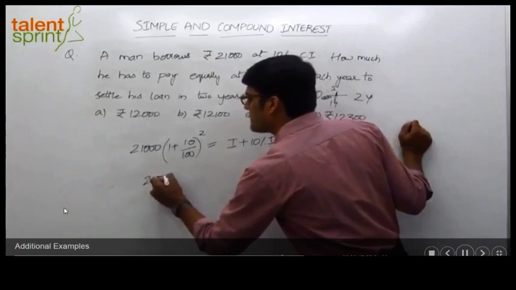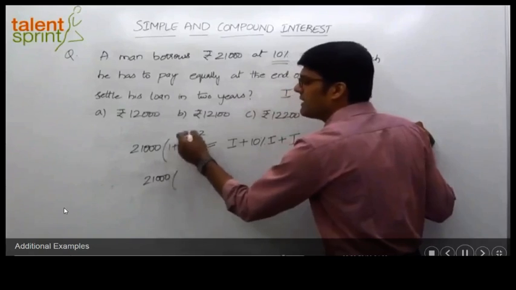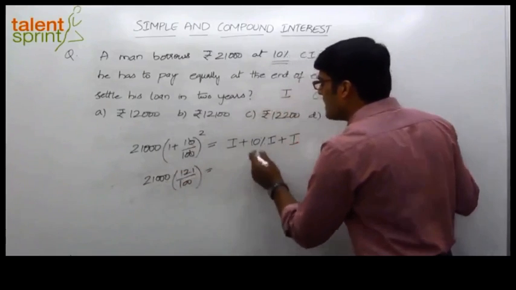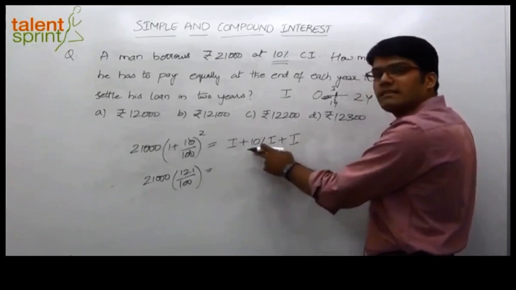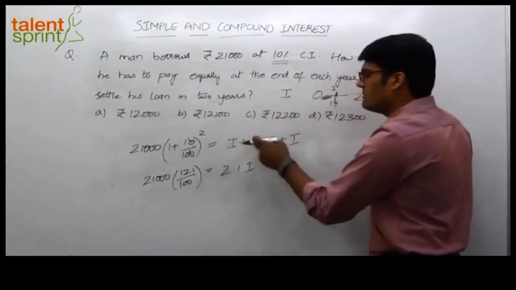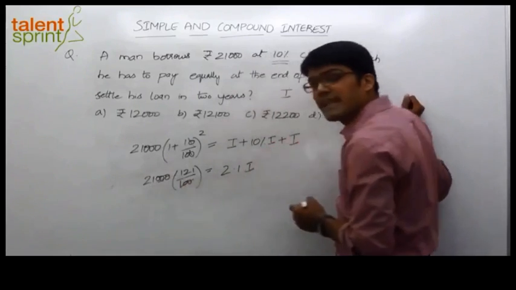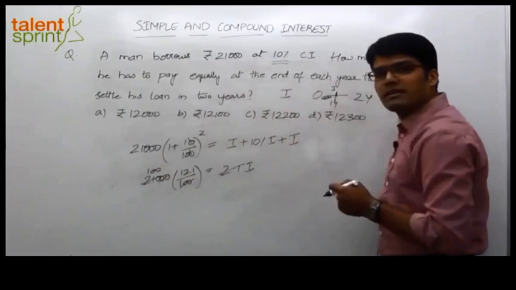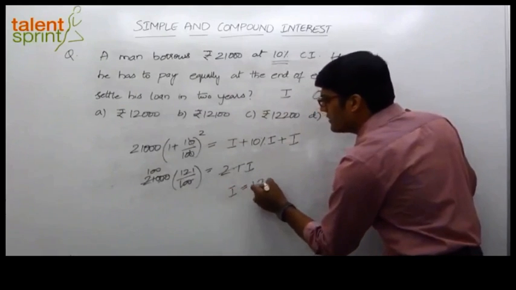21,000 into, this is like 11 by 10. And zeros get cancelled. 1 plus 1 by 10 is 11 by 10. 11 by 10 whole square becomes 121 by 100 equals I plus 10% of I. I plus I, 2I. 10% of I is 0.1I. 2I plus 0.1I, 2.1I. Are you able to follow? 1 plus 1 plus 0.1, 2.1, 2.1I. Simplify. See the zeros, these two zeros get cancelled. 2.1 goes how many times here? 100 times. Yes or no? 210 by 2.1, 100 times. 100 into 121, 12,100. So your installment value I is equal to 12,100.